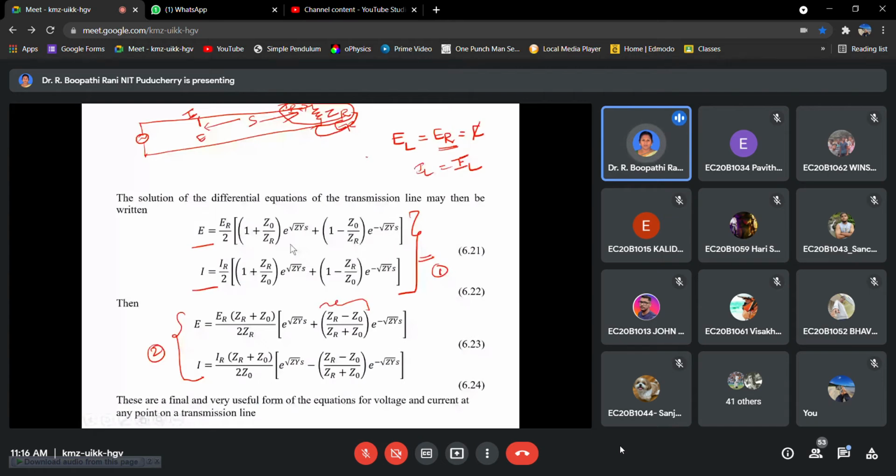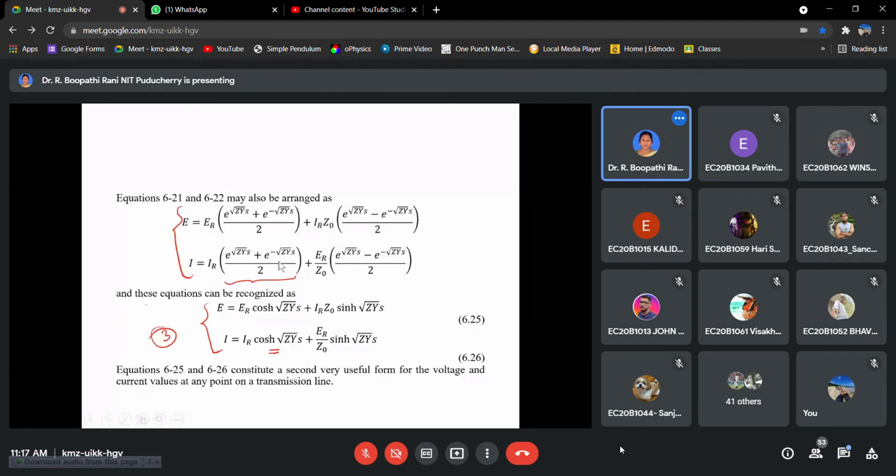Initially we started with the equivalent circuit of a transmission line, where R, L, C, G were present on the transmission line. Those are called primary constants. The primary constants are related to the secondary constants, which we have seen. Z naught and the propagation constant are the secondary constants which we get from the primary constant values. If we know the primary constants, we can find the secondary constants, or if we know the secondary constants, we can find the primary constants. That relation also we have seen, and we solved the problem also.